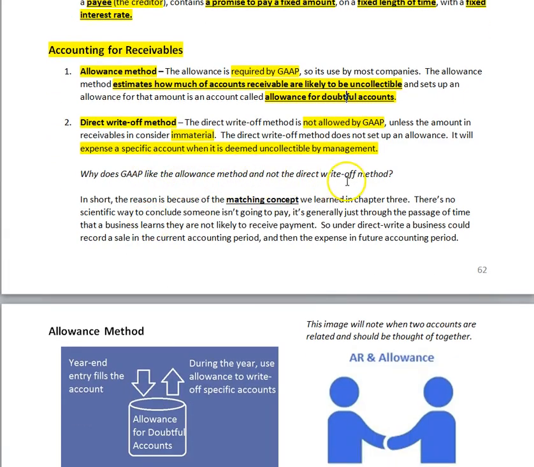Why does GAAP like the allowance method and not the direct write-off method? It comes down to the matching concept. So we want to get the revenues and the expenses in the proper period. It's very important in the accounting world to get the revenue and expenses in the proper period, so we show a fair scorecard of a business during that accounting cycle.